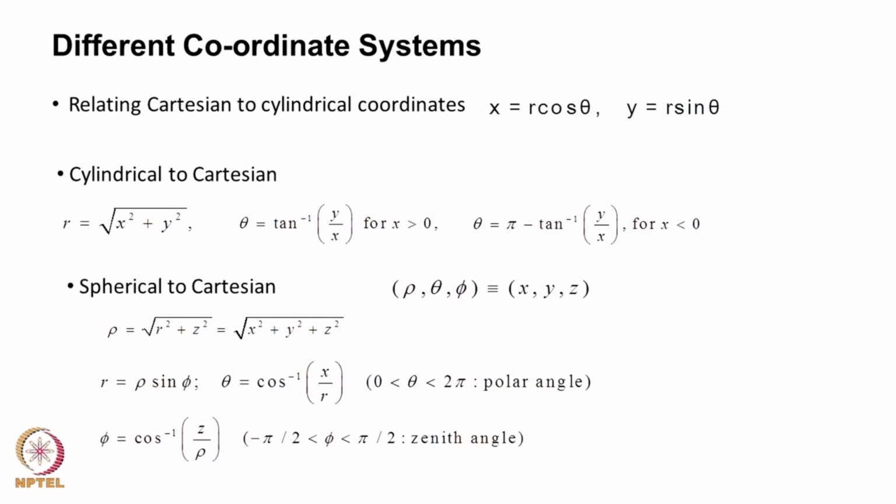In the spherical coordinate system, you have 3 parameters to define. One is rho, which is a radius, theta is the angle between 2 sets of coordinates, and phi is the angle between another 2 sets of coordinates. They are related to the Cartesian coordinate system x, y, z by the formulas given here. Rho is equal to square root of r squared plus z squared. This is available in any standard textbook. So, we need to know how to convert from one coordinate system to another.